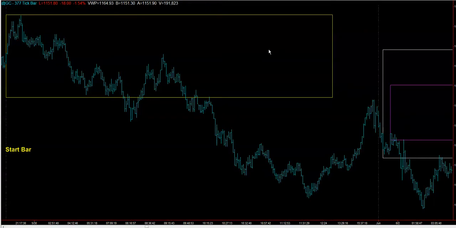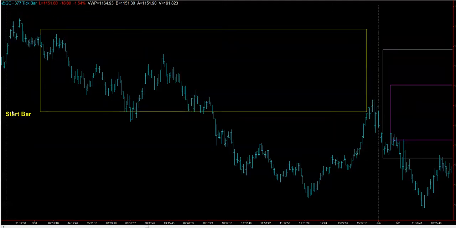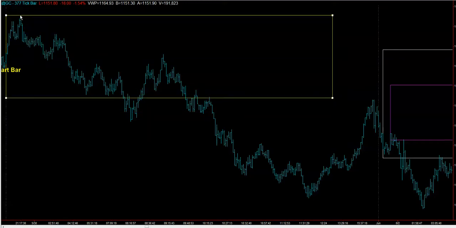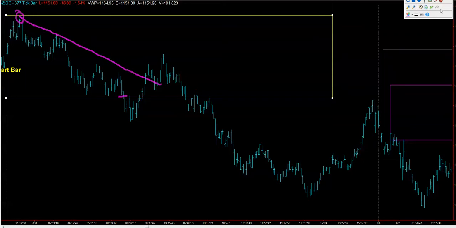Okay, so now I found an example where the retrace requirement is met. First trade of the day, our start bar is the very first bar. Our measuring tool for PTD1 is used. Our criteria is met here. This is the high point, and we draw our trend line like that.